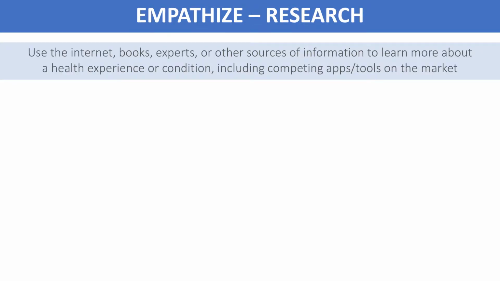So let's walk through each of these tools as part of Empathize. The first one, if you remember, was about research, using the internet, books, experts, or any other types of information sources to learn about the health experience or condition that you're planning on focusing on. This can also include looking at competing apps or tools on the market.